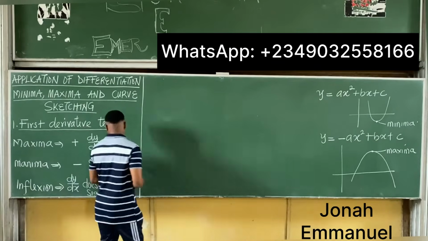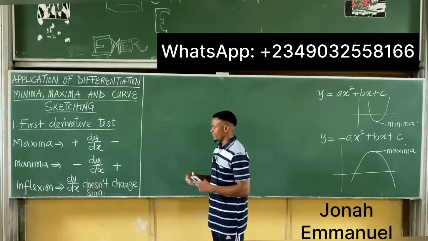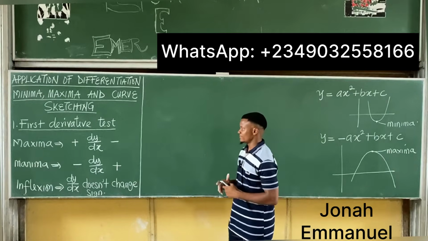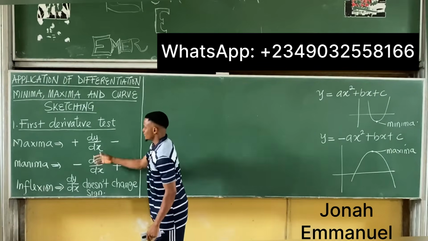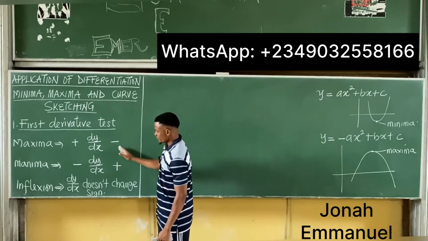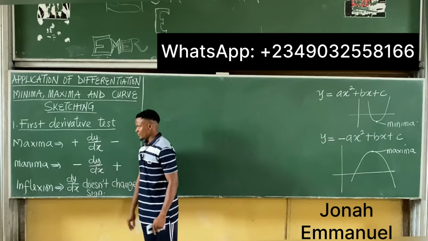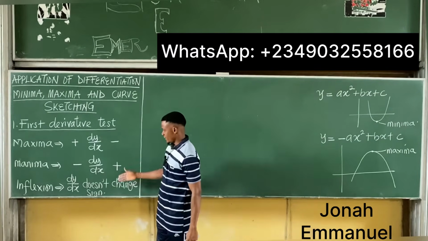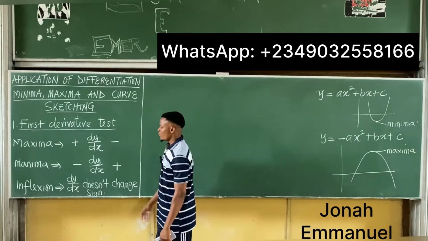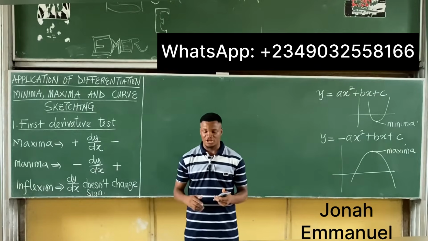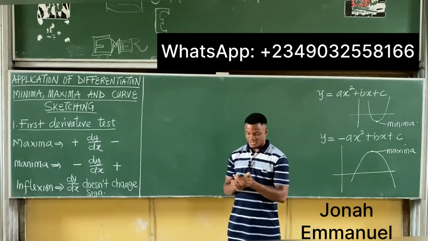All right. So here are the three conditions I have to bear in mind while using first derivative test to calculate minima and maxima. We said for a maxima, dy over dx is positive on the left hand side and negative on the right hand side. For a minima, we have that dy over dx is negative on the left hand side and positive on the right hand side. While for a point of inflection, dy over dx does not change sign. All right, let's see how we can use this in solving problems.